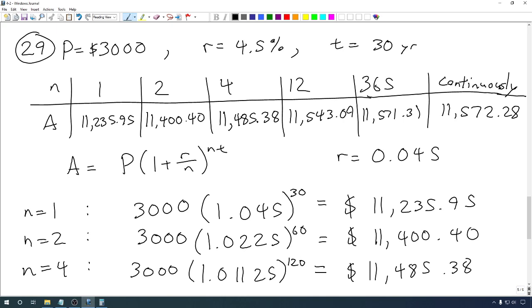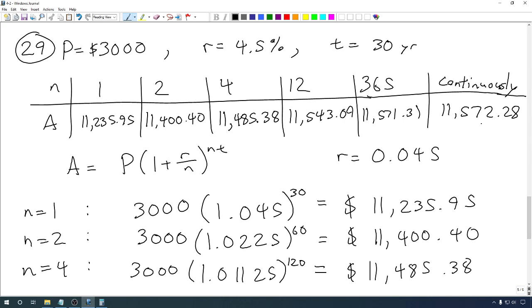So, we've been letting n go to bigger and bigger numbers. We noticed that as we went, we got smaller and smaller increases. Even going so far as going from 12 to 365, we only went up less than $30. But then going from 365 to infinity, which is what continuously really is doing, we only really went up by about $1.